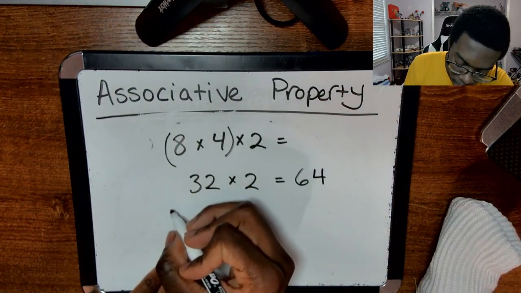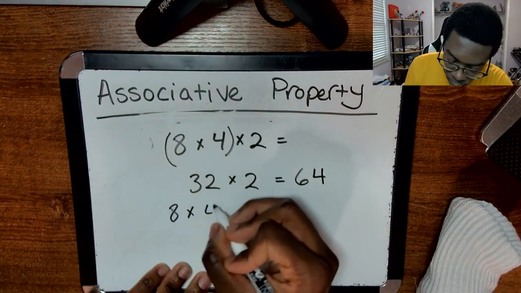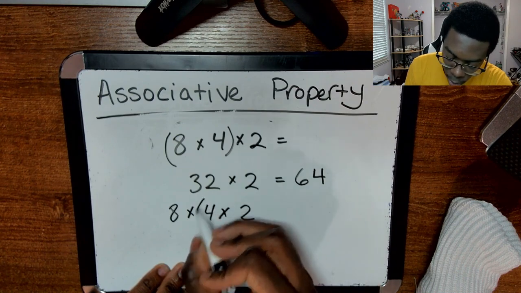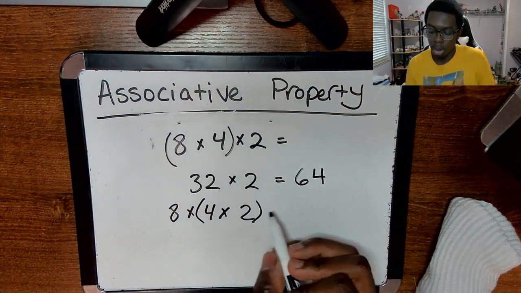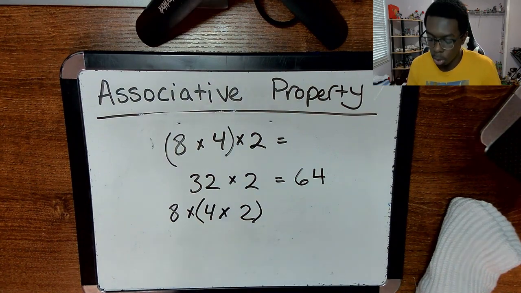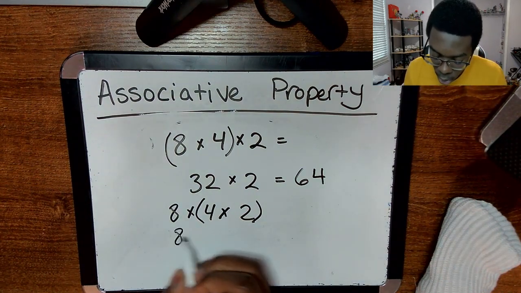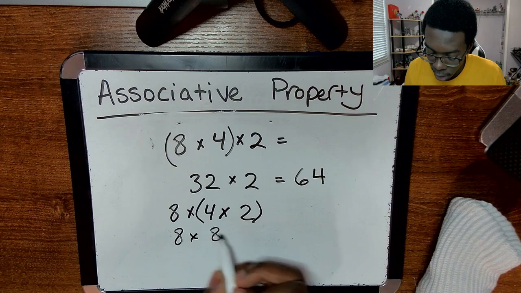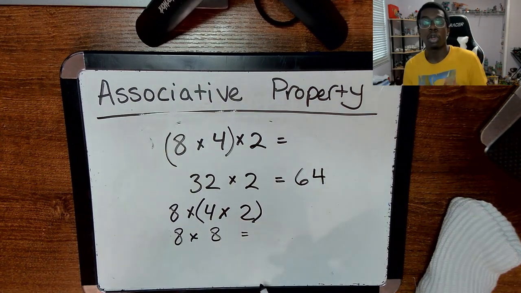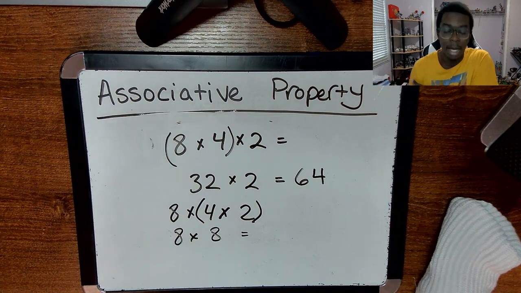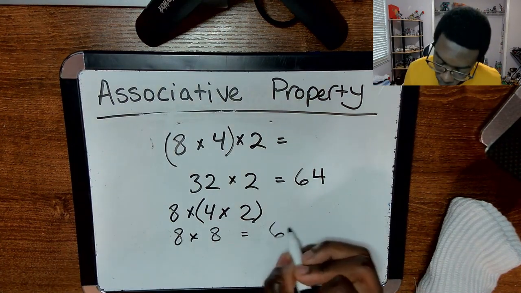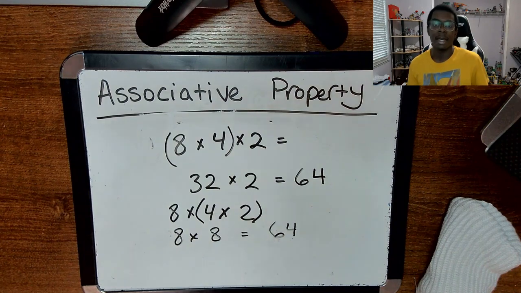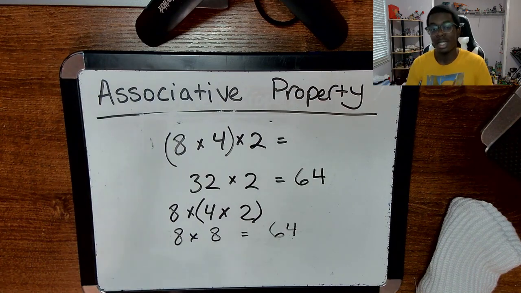Now let's try grouping them differently. So we're going to have 8 times 4 times 2 again. But now we're going to do the 4 and the 2 first. So I put my parentheses, show we're grouping them. 4 times 2 is 8. And if you know your multiplication tables, you know that 8 times 8 is also 64. So we see again that multiplication does have the associative property, and you can group numbers that are being multiplied together in any fashion, and you will still get the same answer.